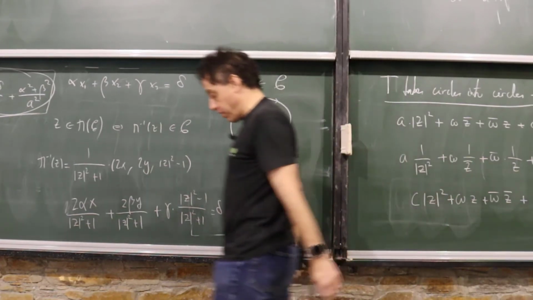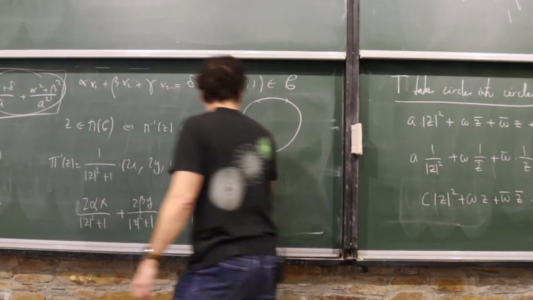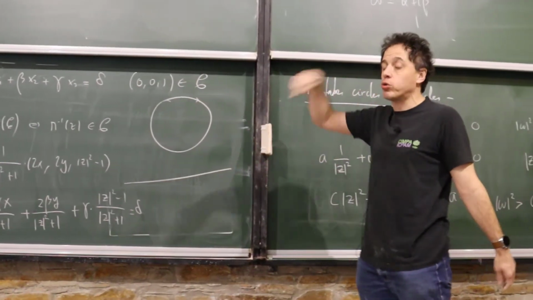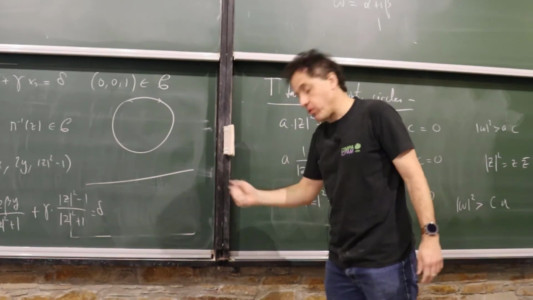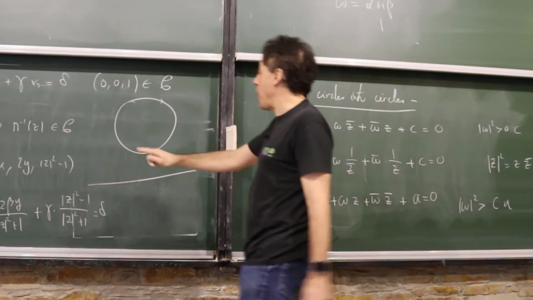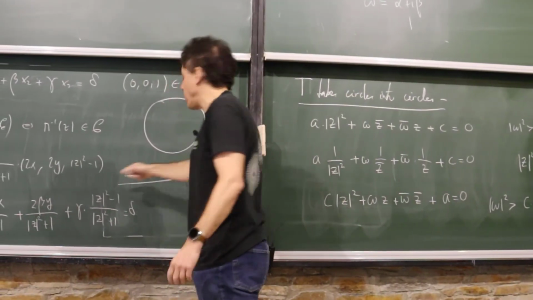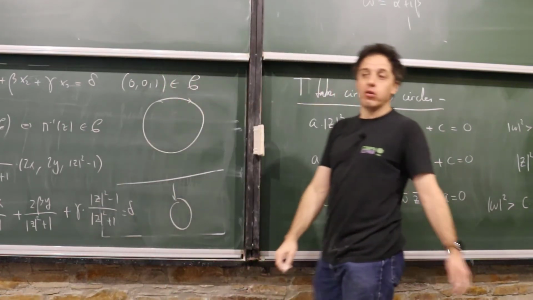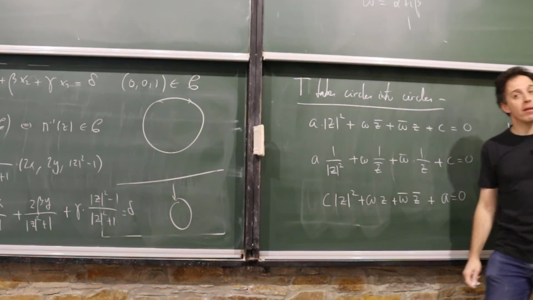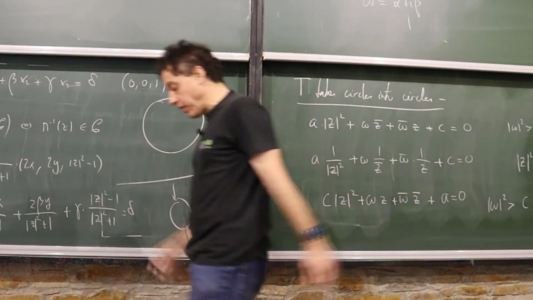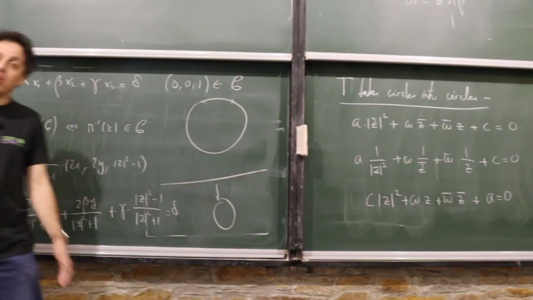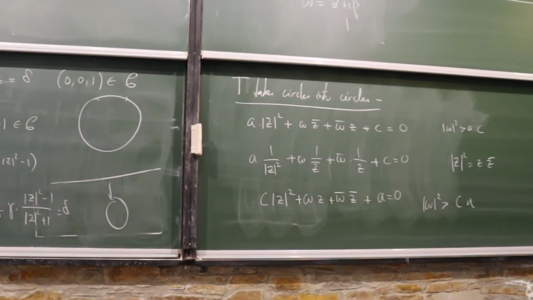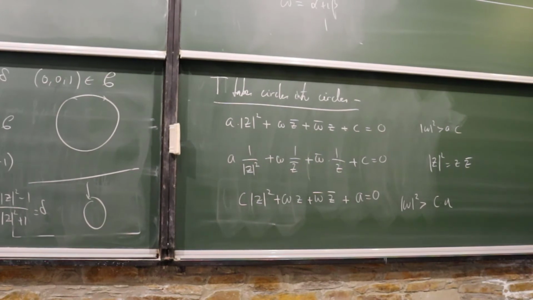Okay? And if you have a straight line, more or less the same. If some point of the straight line goes to infinity, the image is again a straight line. But if no point of the straight line goes to infinity, the image would be a circle, like this. Okay? So, yes, you can play with straight lines and circles, the traditional circles. You can play with these two kinds of objects.